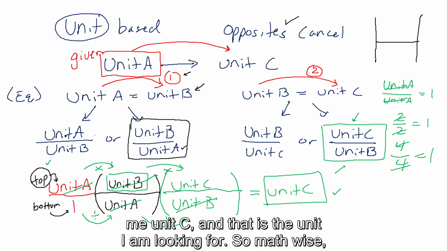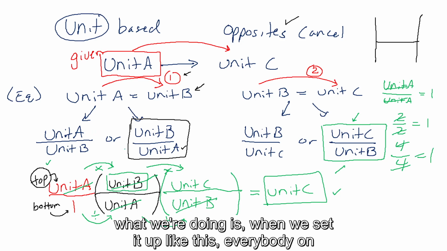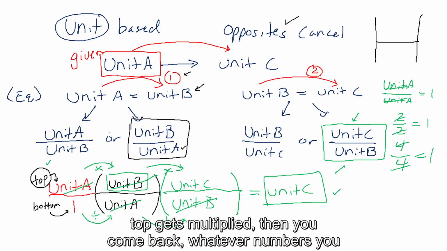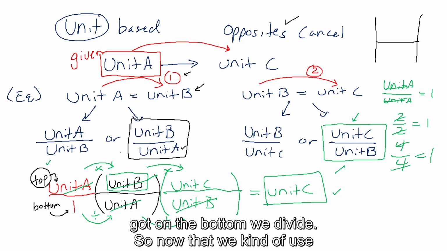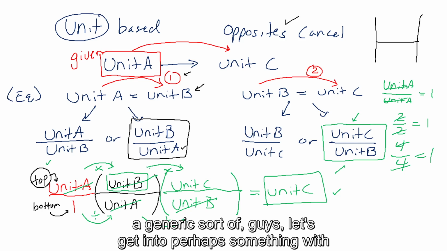So math-wise, what we're doing is when we set it up like this, everybody on top gets multiplied. Then you come back, whatever numbers you got on the bottom, we divide. So now we kind of use the generic sort of guys. Let's get into perhaps something with some real conversion factors and some real numbers.